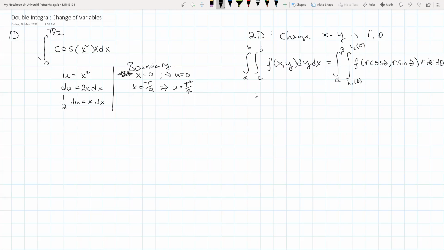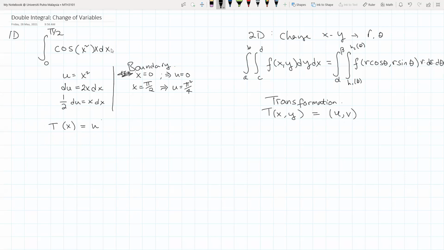So it goes from alpha to beta, and then r, in the y direction, goes from a function h1 of theta to a function h2 of theta, and then this will be f of r cosine theta, r sine theta, r dr d theta. Okay, so this is the same analogy. This is called a transformation. So you transform x, y and it becomes something like u and v. Same thing, if you do the analogy in one dimension, you transform x into u, which is just x squared. So I transform x in terms of u.